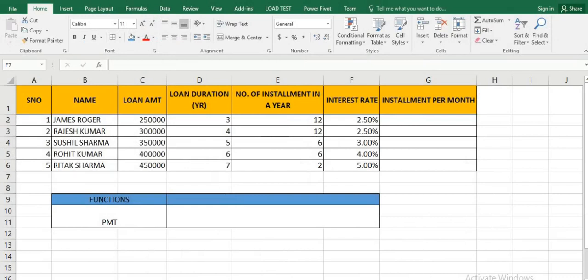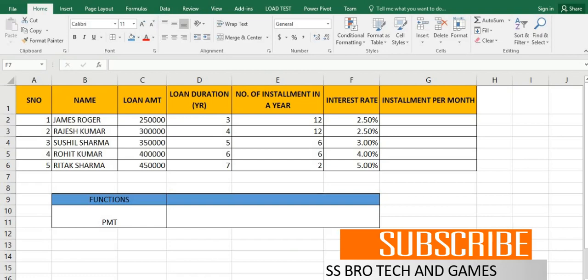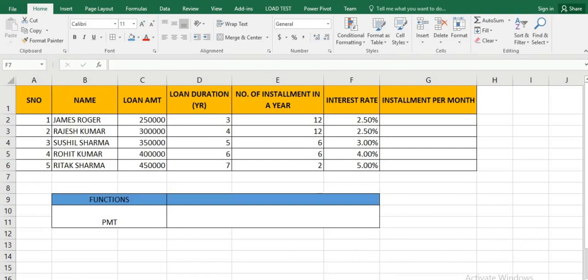So right now we are going to discuss the next function, that is PMT. PMT is used to find how much payment we have to give to the place from where we took the loan. So let us suppose we have 5 people here and they took loans according to their needs.